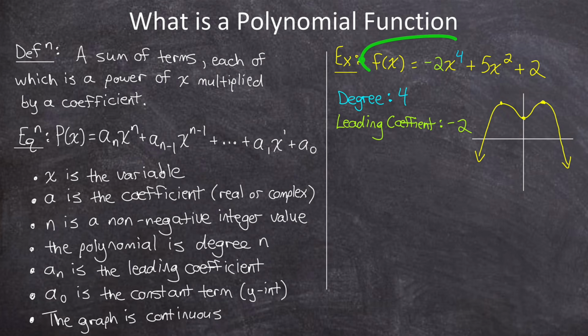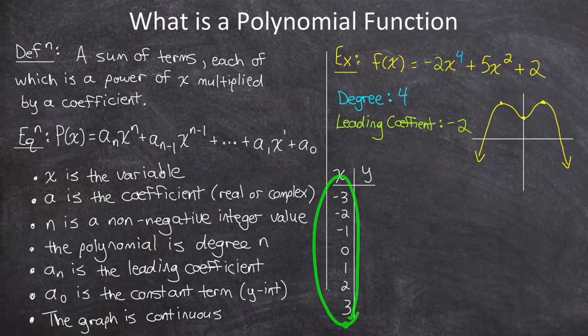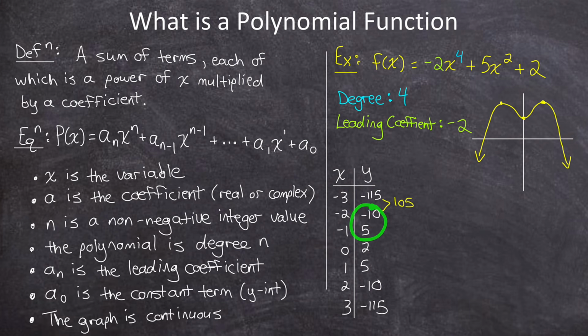And now let's analyze a quick table of values for this function. I'll choose x values between -3 and 3, and then subbing those x values in for the x's in my f of x function, I could calculate the y values. And now I want to calculate the finite differences between each pair of consecutive y values. Within each pair, I want to do the bottom number minus the top number. So -10 minus -115 is 105. And then for the next pair, 5 minus -10 is 15, and so on.